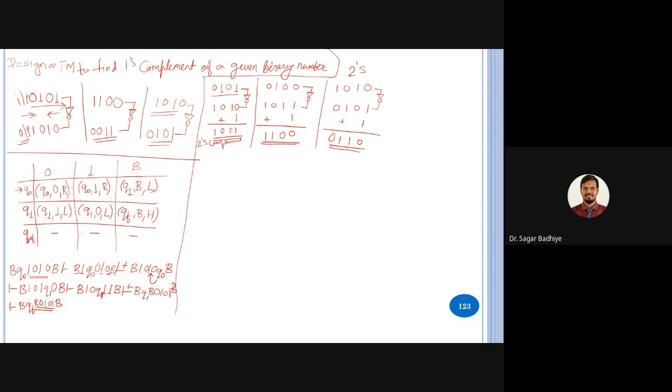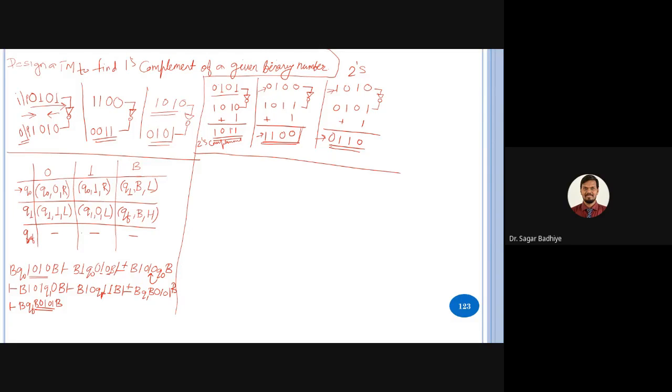Now we need to design a Turing machine that would be converting this input. Suppose this is the input, it would be producing this as the output. If this is the input, it should produce this as the output directly. So this was the internal operation, right? But this won't be shown by the Turing machine. We just want to give this as the input to the Turing machine, and we want the Turing machine to produce this particular output, or to produce the two's complement of the given number.